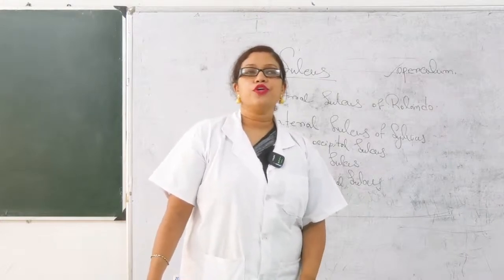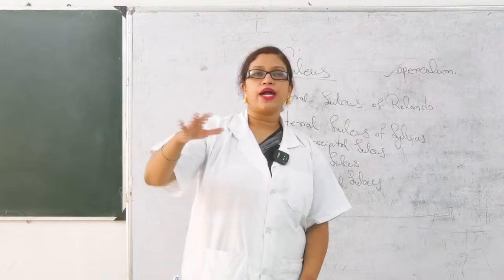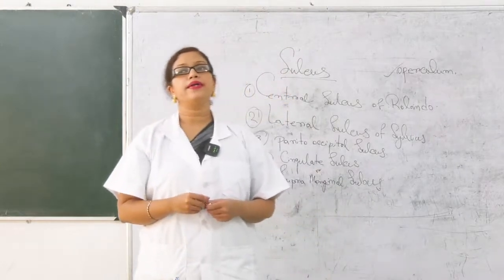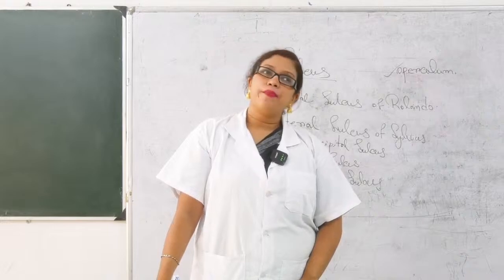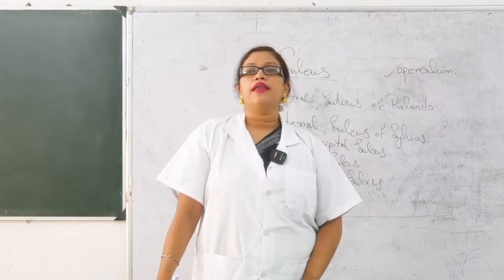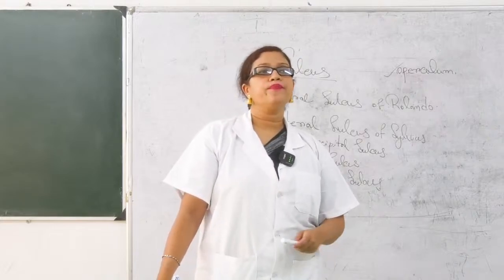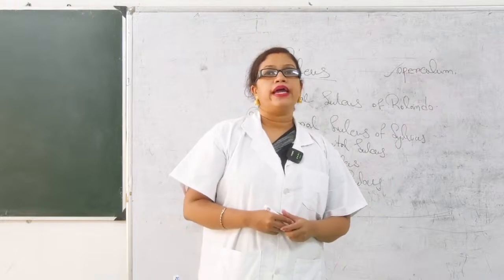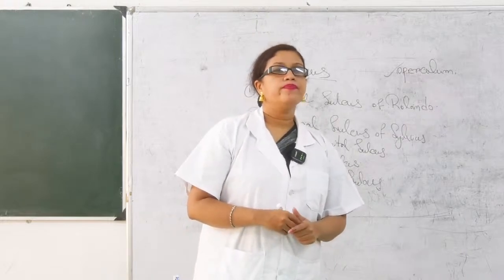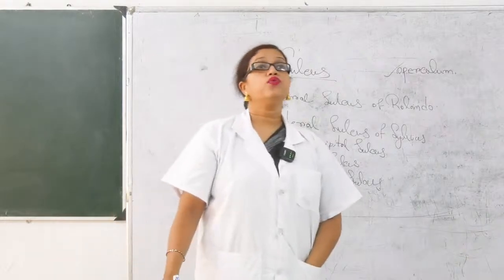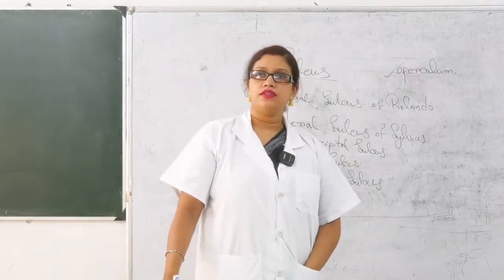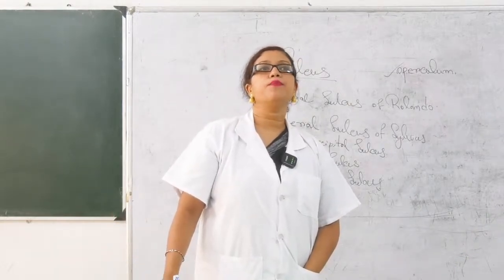Now the question is, internal capsule is further divided into how many parts? Internal capsule has got 3 parts. Number 1 is the anterior limb, then genu, which means knee, and the third one is the posterior limb.